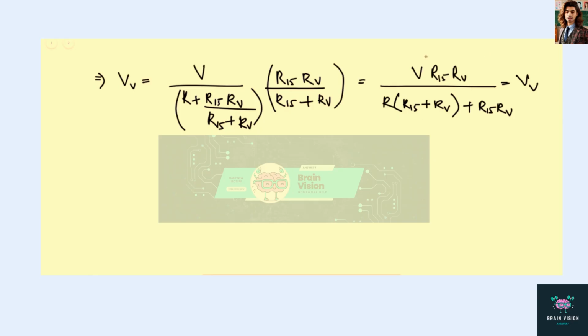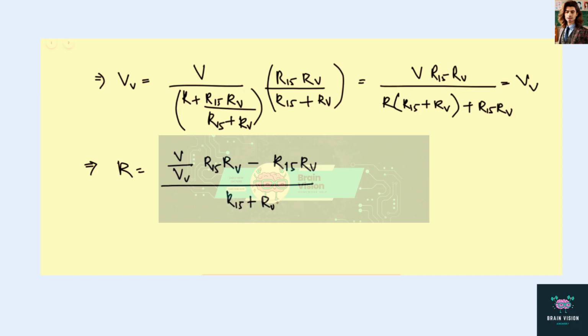Now we can solve this equation to find R. Doing that, you find R to be equal to V over VV times R15 RV over R15 plus RV, minus R15 RV over R15 plus RV. This is equal to R15 RV over R15 plus RV multiplied by V over VV minus 1.